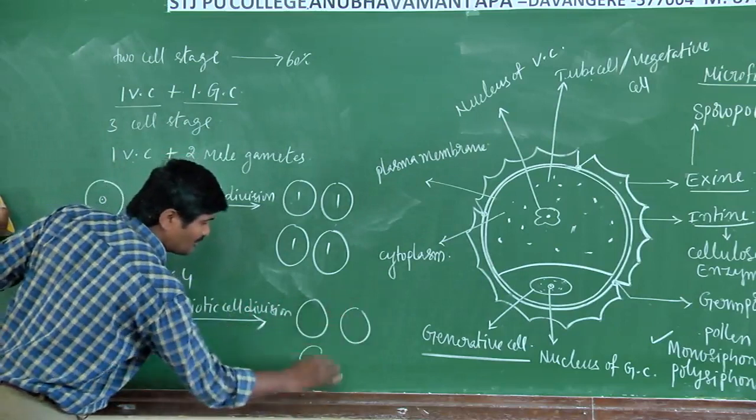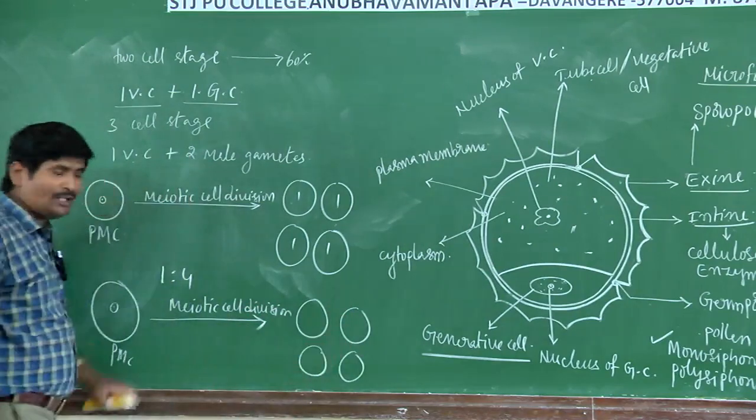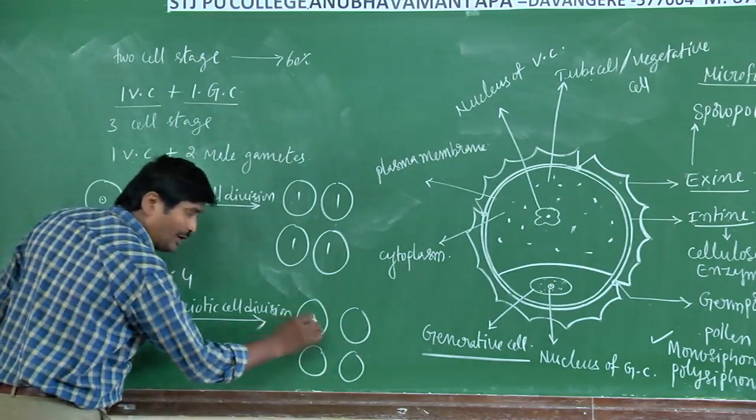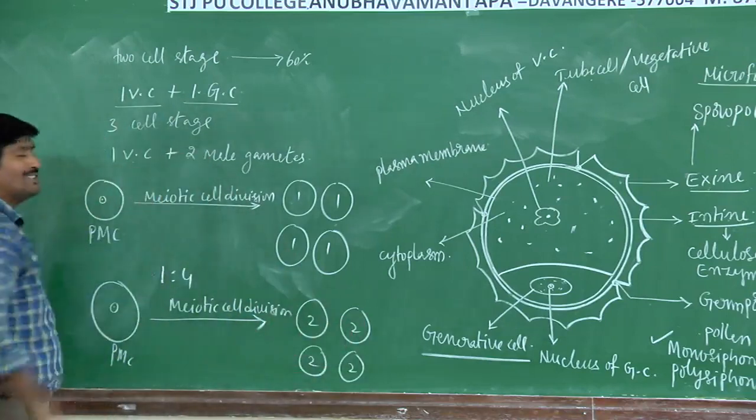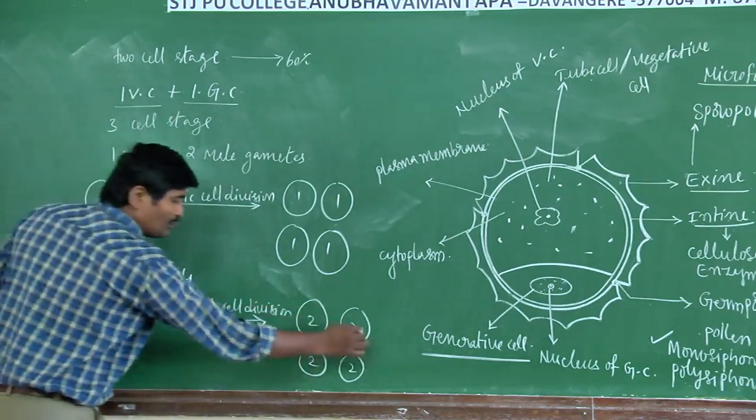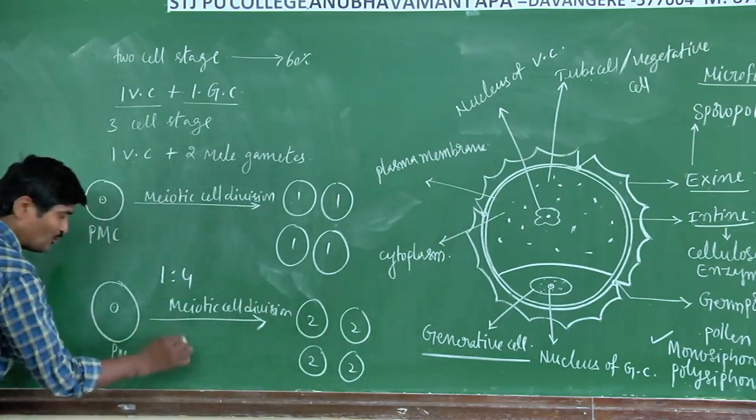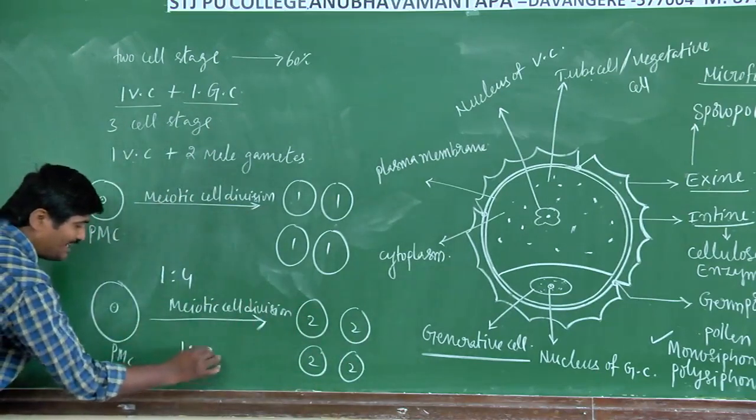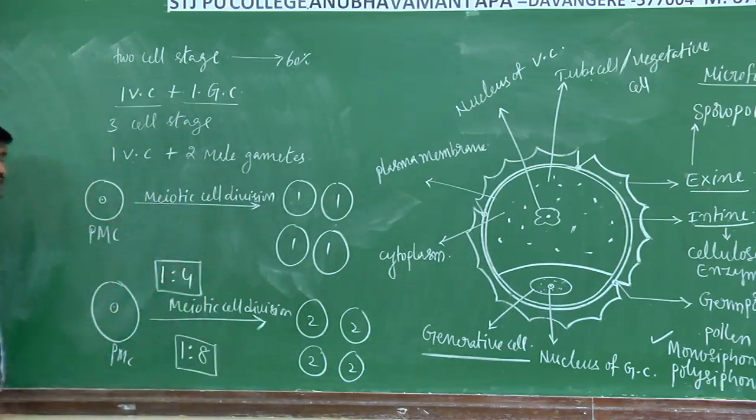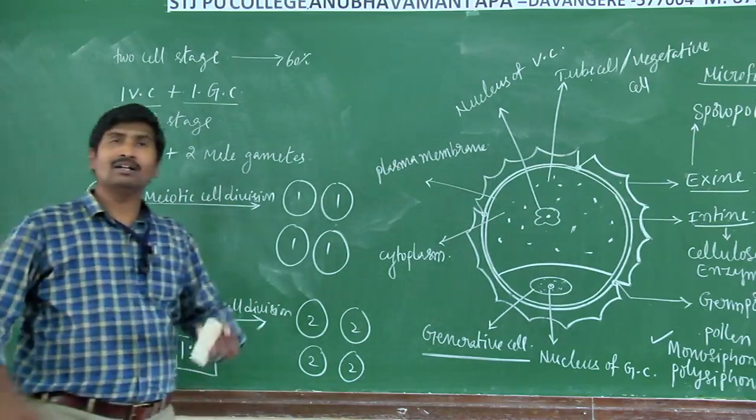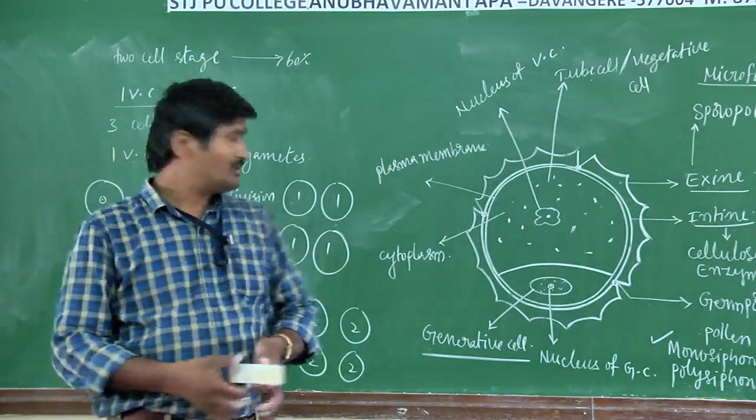As a result of second mitotic cell division to form three cell stages. Total 8, that is the 1:8 ratio. These points are very important for a NEET competitive entrance examination.